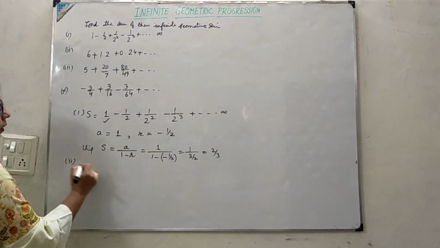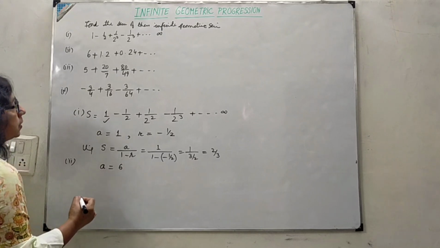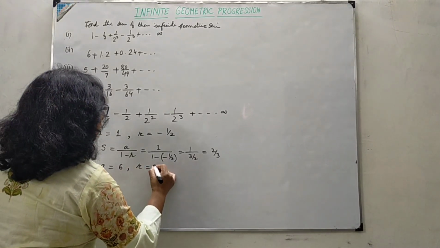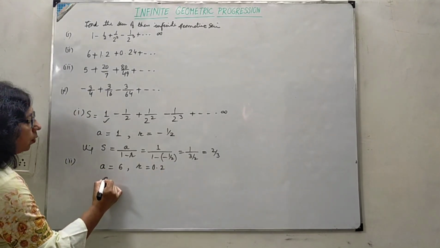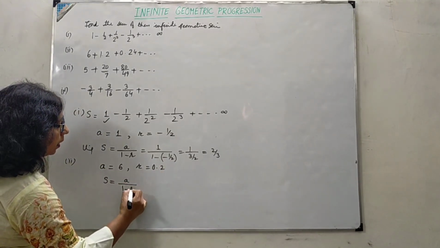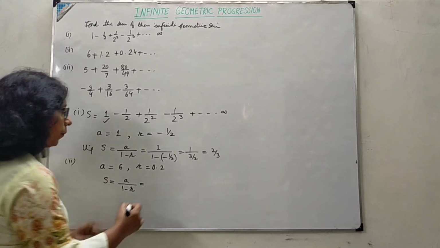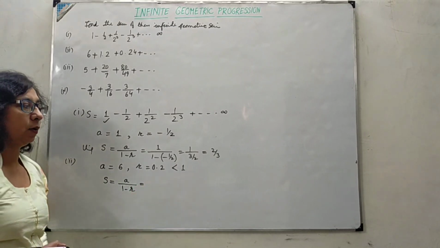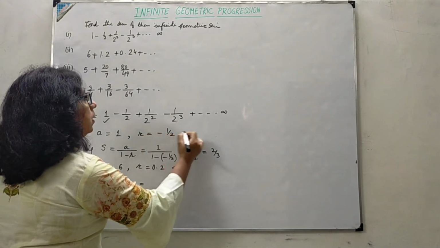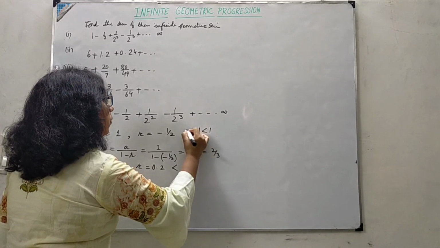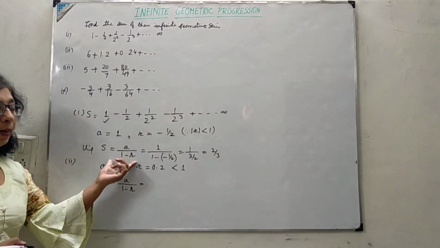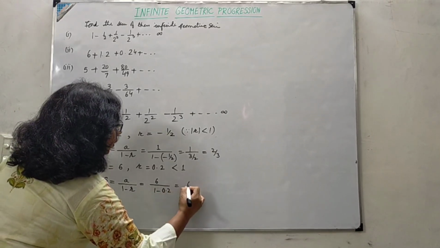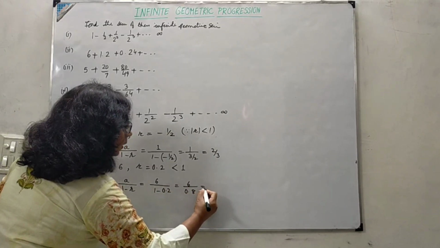Same way the second one. You can see a here is 6 and r, the common ratio, is 0.2. Now again S is a upon 1 minus r. Always check that r modulus should be less than 1, because only then can we apply this formula. So from here, 6 upon 1 minus 0.2, 6 upon 0.8.